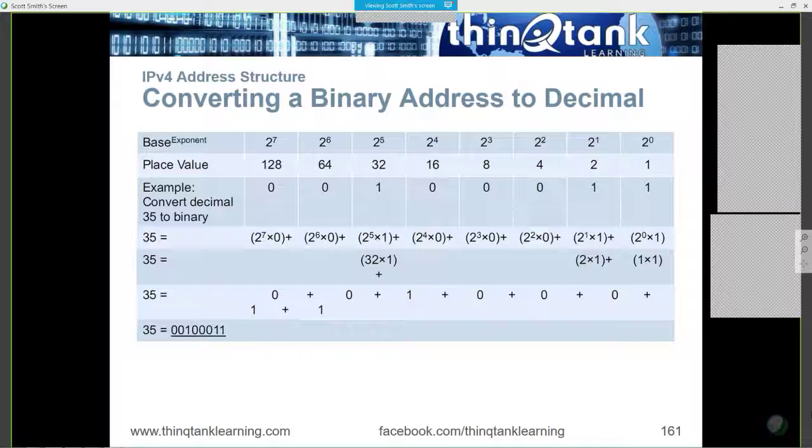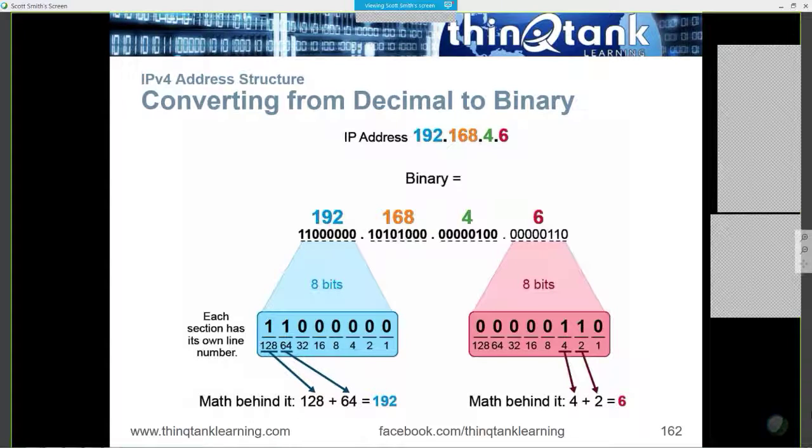All right? So if I want to convert decimal to binary, I do the opposite. If I already know the decimal number, I turn on the bits that add up to that decimal number. So a 192 is 128 plus 64. A 6 is a 4 plus 2, and so on. I think everybody here pretty much has a good understanding of this process, right? I don't have to go into a whole lot of detail on this. I think most of you understand that.